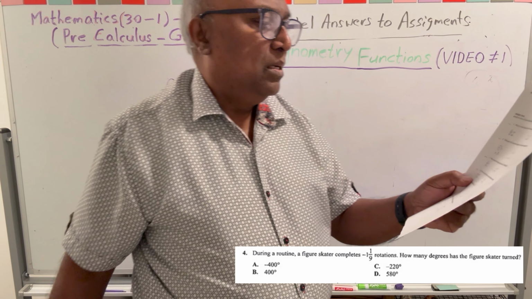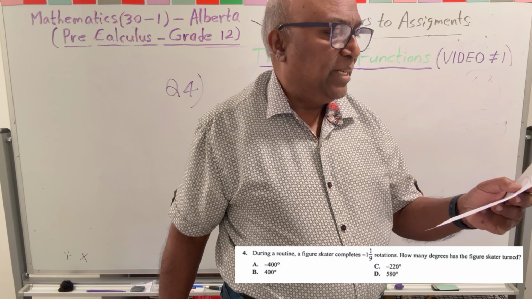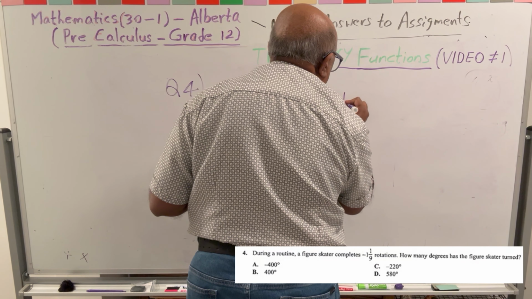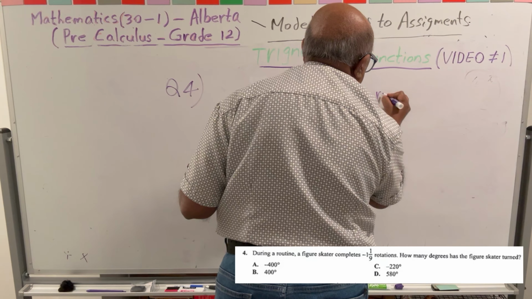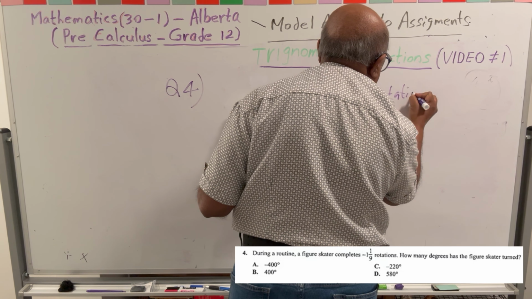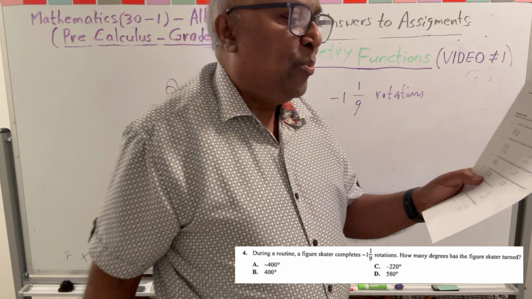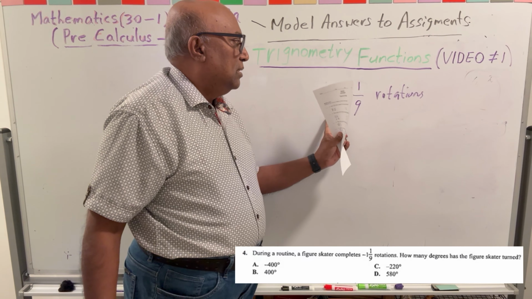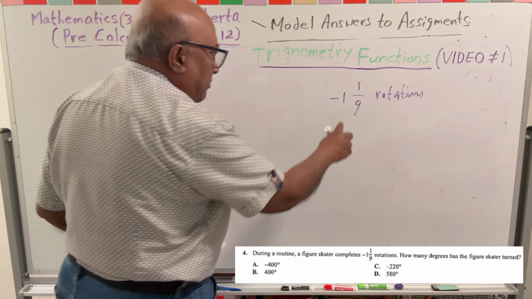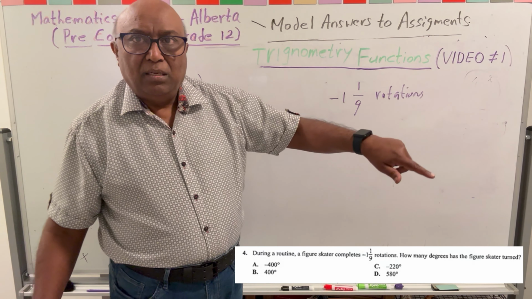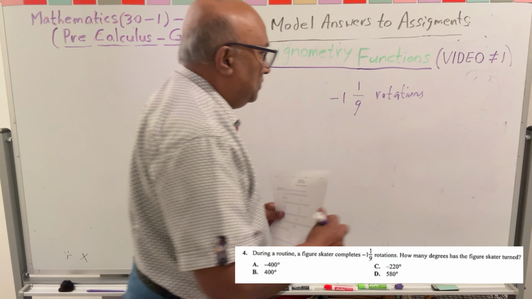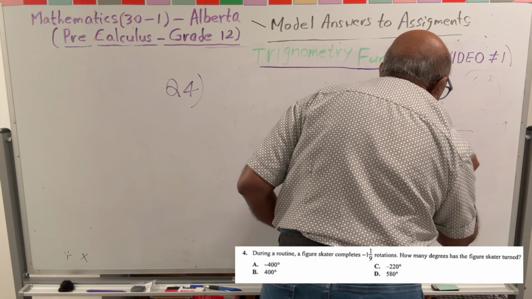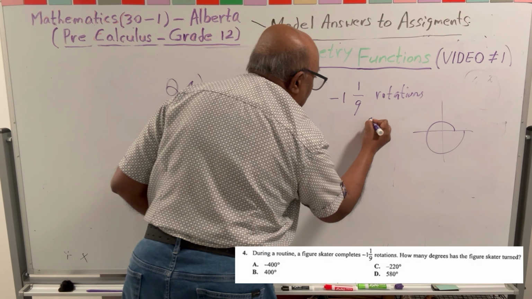Question number 4 means during a routine, a figure taker completes minus 1 and 1/9 rotations. How many degrees has the figure taker turned? In order to find the rotation in the degree value, simply multiply this by the degree value equivalent to one rotation. The degree value for one rotation is simply 360. That means let's multiply this by 360.